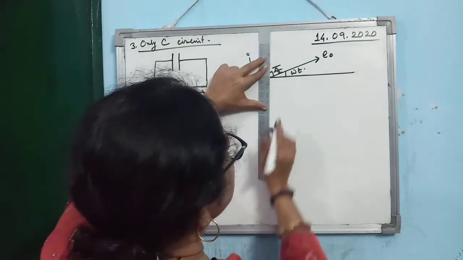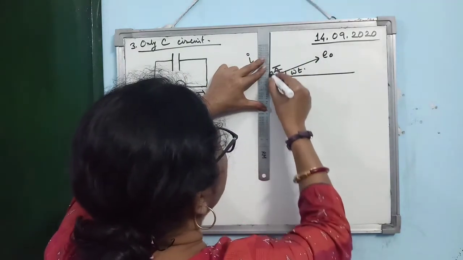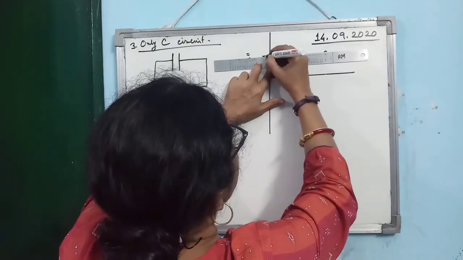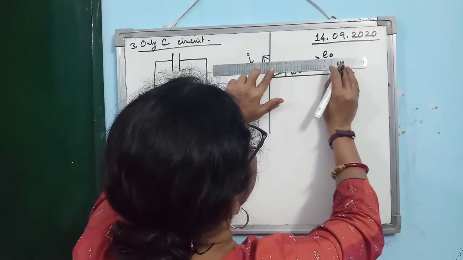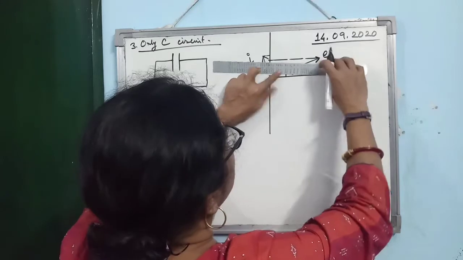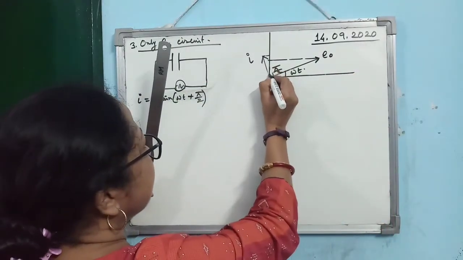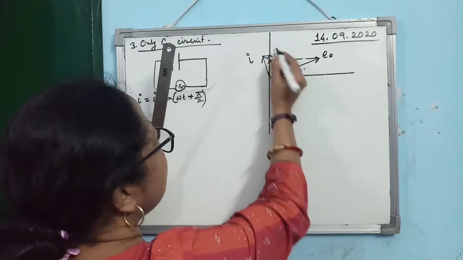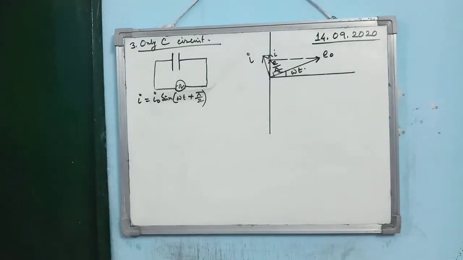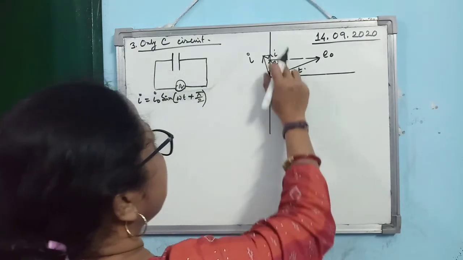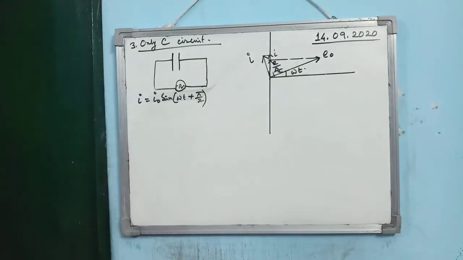Alright, so this is the phasor diagram, and then how to get I and E again from the terminal point. Draw the projection on this vertical line. Then you see this will be E and this will be I. Is that clear? So here I have, alright, this will be I and this will be E. Is that clear? So this is the phasor diagram.